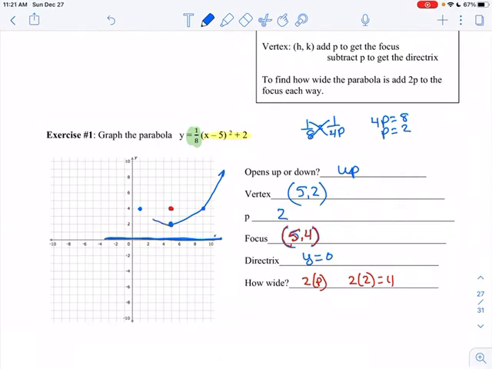I'm just graphing it. So you're able to graph it without using a graphing calculator. All right, pretty cool. All right, let's turn this over. Let's try another one.